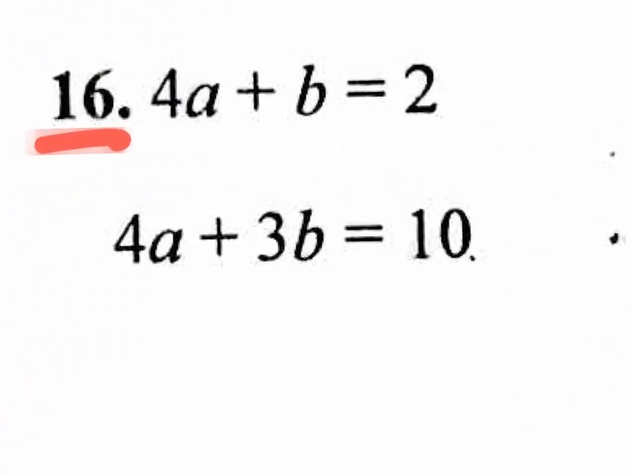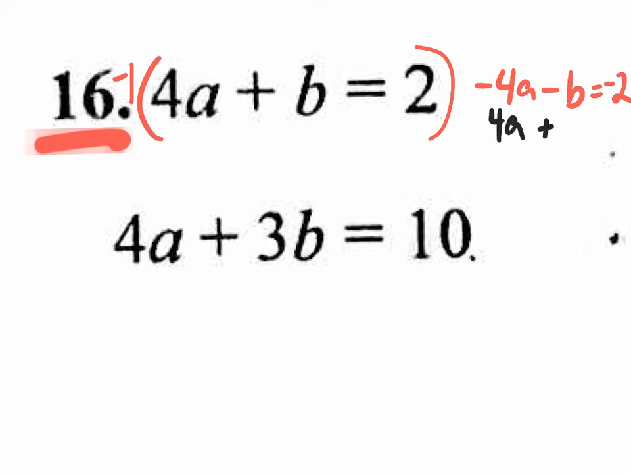Final one right here, let's multiply the bottom one. You know what? I've always multiplied the bottom one by negative 1. Let me go with the top one by negative 1 this time, just to make it a little different. Multiply the top one by negative 1. You're going to end up with a negative 4a, a negative b, and a negative 2. And the bottom one, I'm just going to leave it the same. Positive 4a plus 3b equals 10. And now I'm able to combine the lines and cancel.